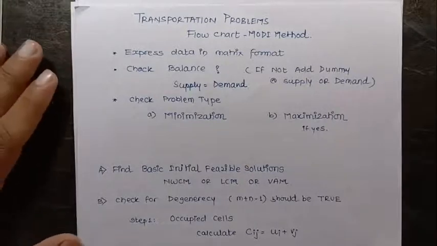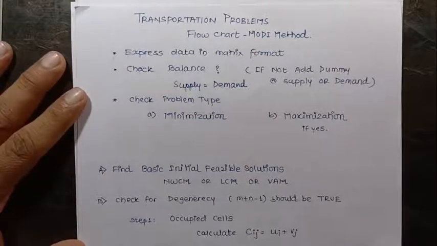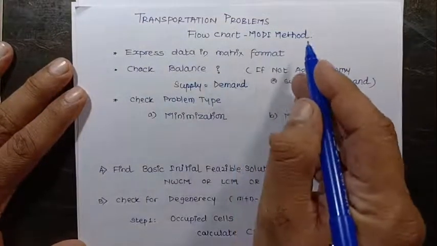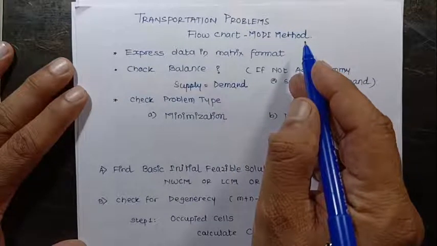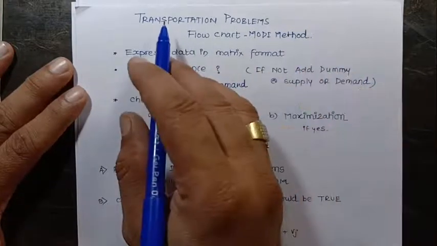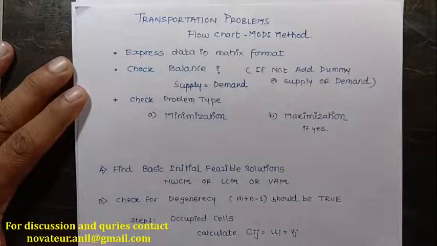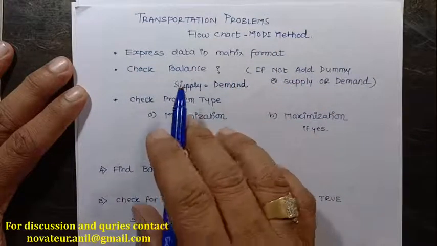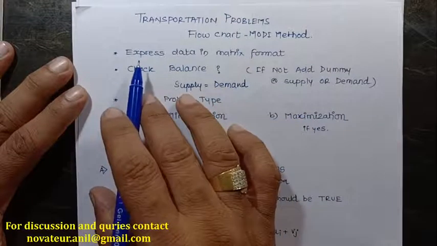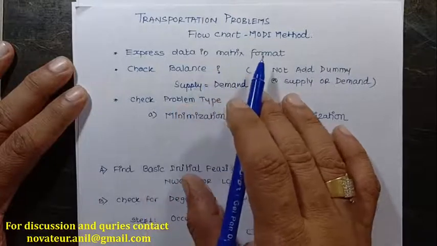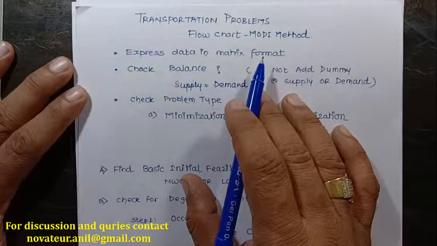This is Anil Sharma. Welcome to understand how to solve transportation problems using the modification method, popularly known as the Modi method. To solve the transportation problem with the Modi method, these are the initial steps that you need to follow. First, you need to express whatever data is given into a matrix format, that is, into rows and columns.